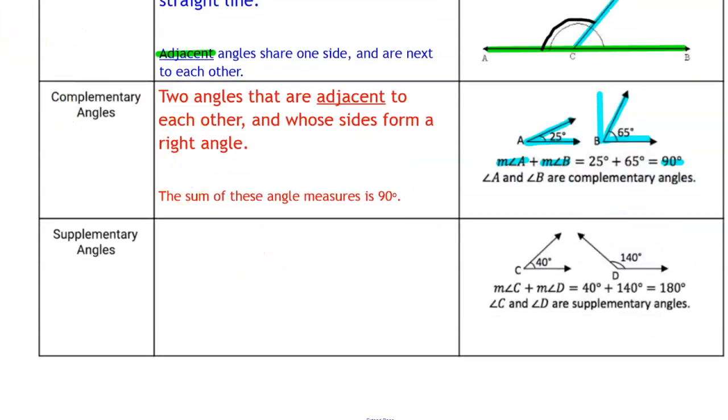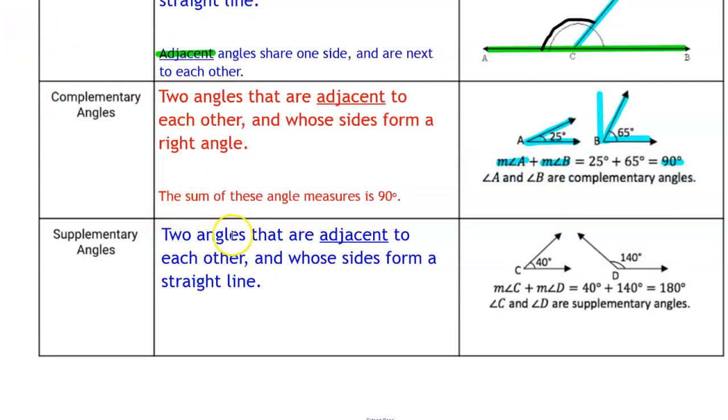Last but not least, we'll talk about supplementary angles. All right, supplementary angles are two angles that are adjacent to each other and whose sides form a straight line. Once again, if you were to take the angles here, this angle which we named angle C, and this angle which we named angle D, if we were to put them adjacent to each other, you would see that these angles form a straight line. One thing that you should know about straight lines is that on one side of a straight line, the sum of the angles is 180, so that gives us another conclusion for supplementary angles, which is that the sum of these angle measures is 180 degrees.